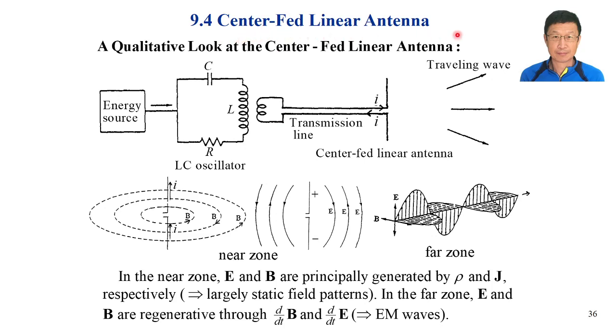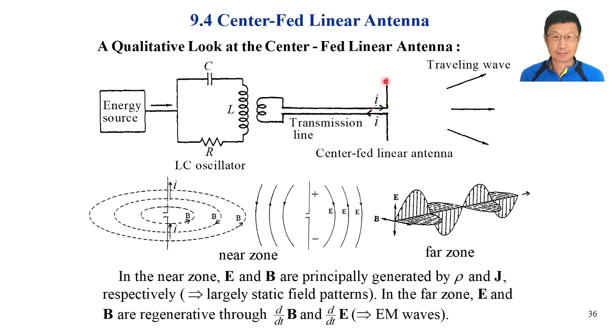This is a qualitative look at the center-fed linear antenna. Center-fed means it is fed at the center, the center of the antenna. How do we feed this center? We use a current source, something that looks like a transformer. We have C and R, so it's an RLC circuit, a resonator. Energy will transfer from here to the LC circuit and then convert to here, and this energy will be transmitted through the transmission line.